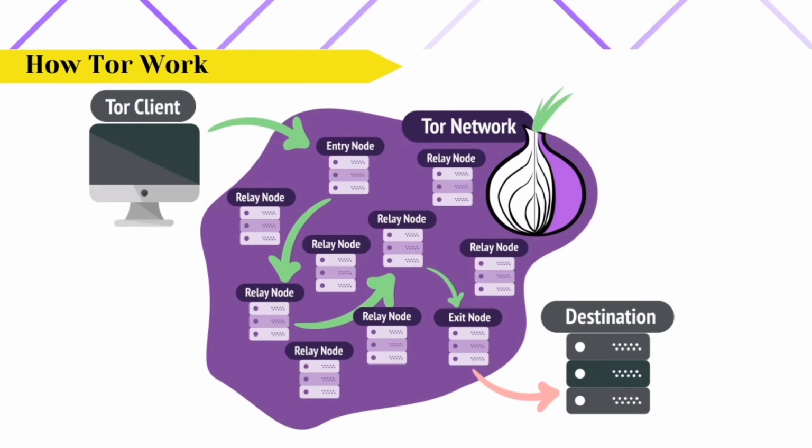Let's break it down. Tor routes your browsing traffic through a network of multiple nodes. Each time your data passes through a node, it's encrypted and decrypted, keeping your real identity hidden. The final exit node is what connects to the actual internet, so your real location is completely masked.